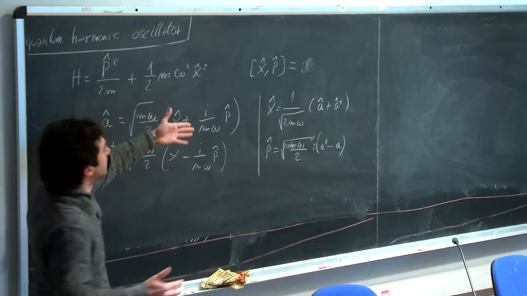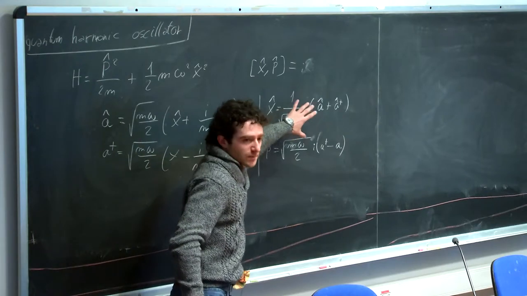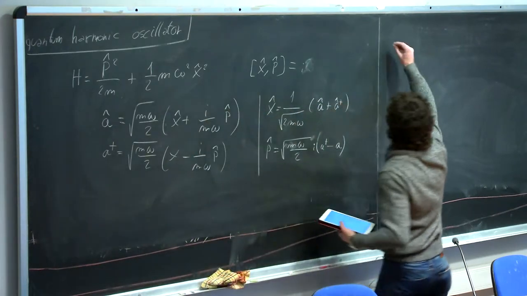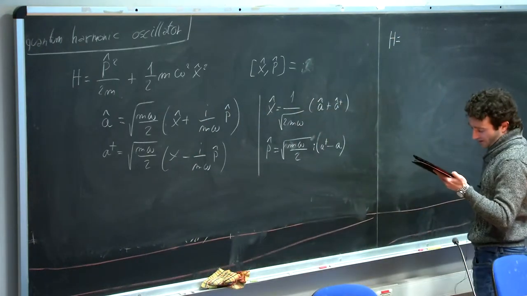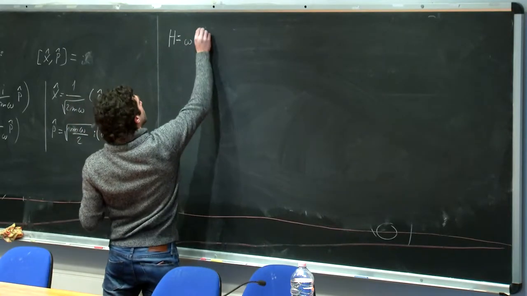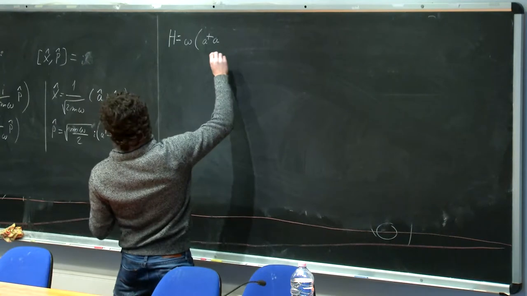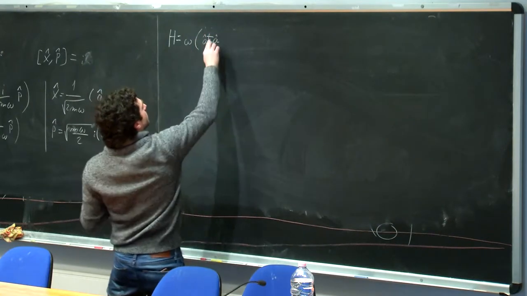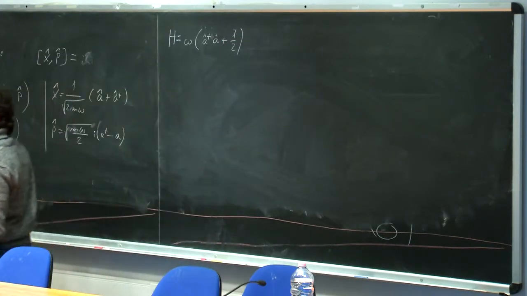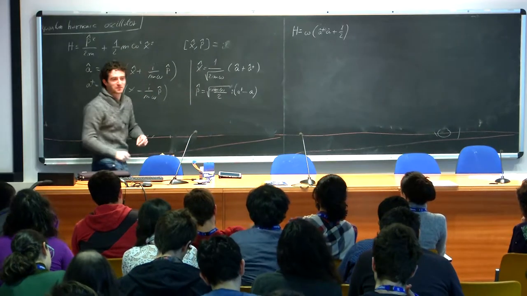So in particular, we can rewrite the Hamiltonian in terms of a and a dag. We just take this expression, plug it in here, and let's see what happens. What do we find? If we do this, we find that the Hamiltonian is equal to omega times a dag a plus 1/2. Which is nice, because it's more compact than the original Hamiltonian.